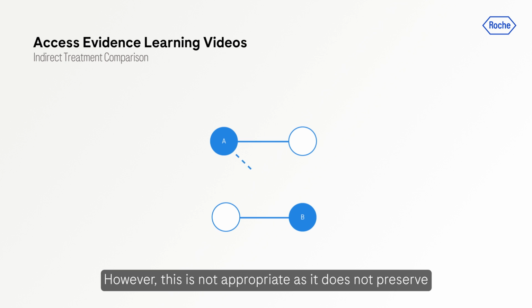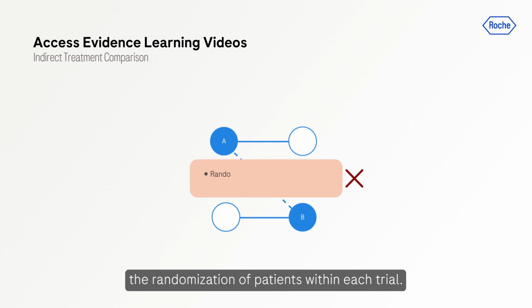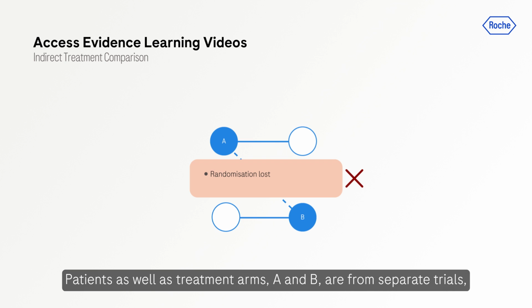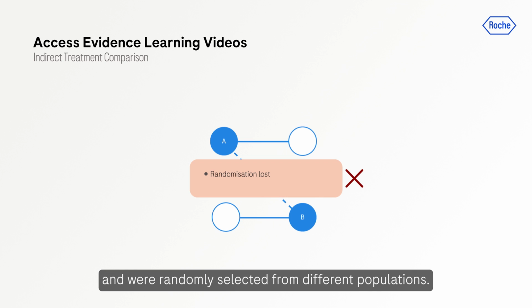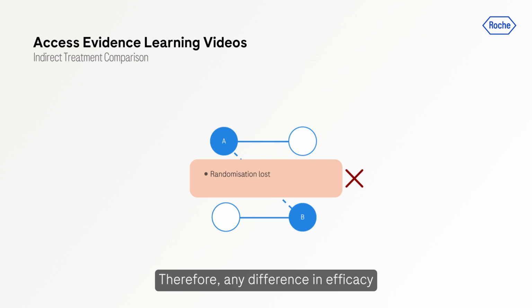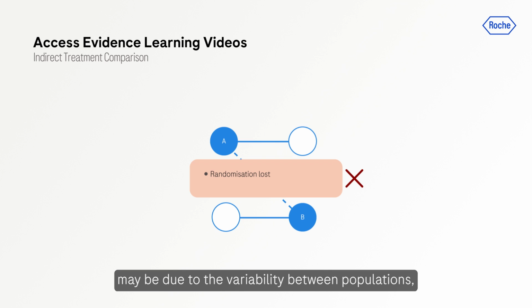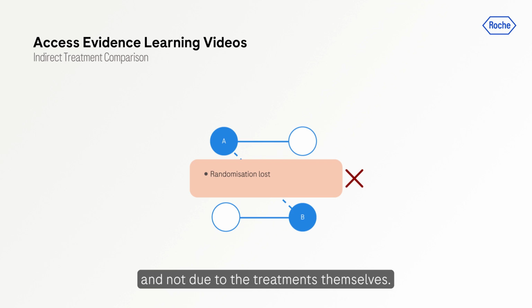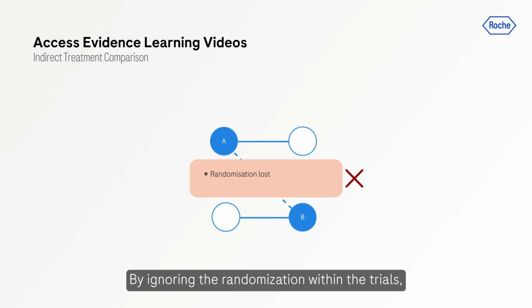However, this is not appropriate as it does not preserve the randomization of patients within each trial. Patients in treatment arms A and B are from separate trials and were randomly selected from different populations. Therefore, any difference in efficacy may be due to the variability between populations, and not due to the treatments themselves. By ignoring the randomization within the trials, the results may be neither reliable nor robust.